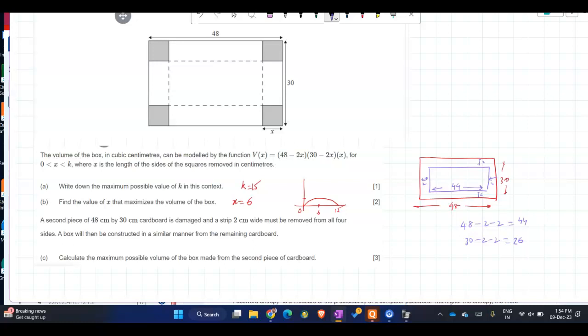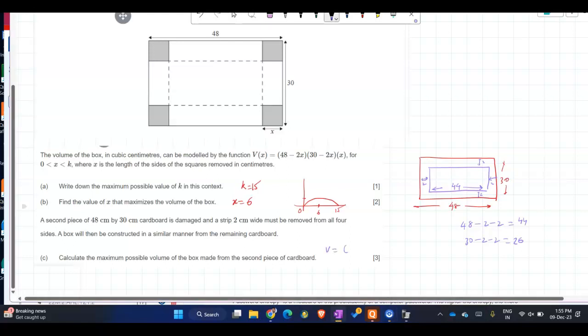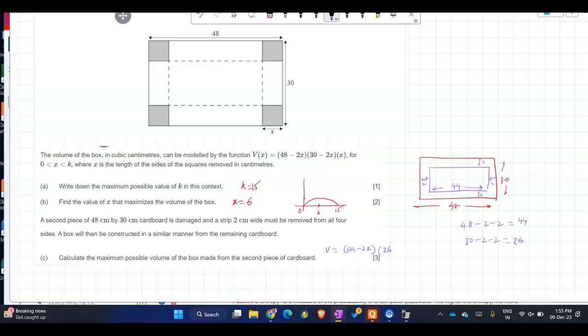Find the maximum possible volume now. Now you do the same thing. So now the volume will become (44 minus 2x)(26 minus 2x), you have to make it 15, and then x.